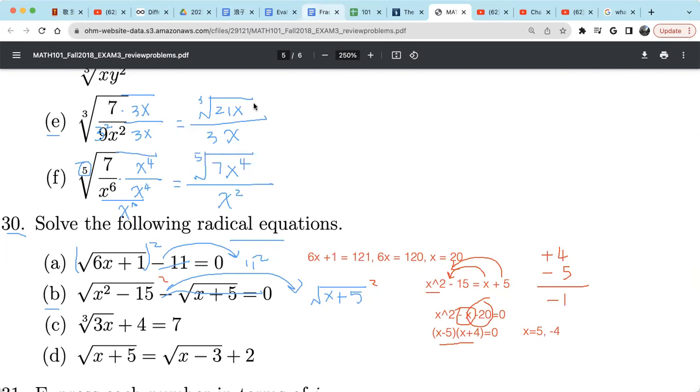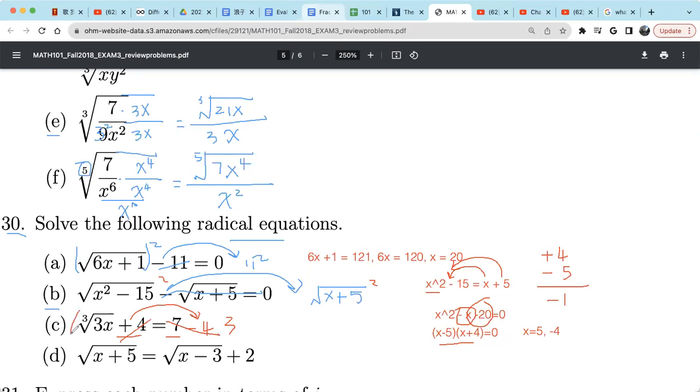Now let's see C. In C, we want to combine positive 4 and 7. How do we combine? They're on 2 sides. They're not on the same side. So we need to move around. We move positive 4 to the other side, it becomes negative 4. Which means 7 minus 4, we get 3.